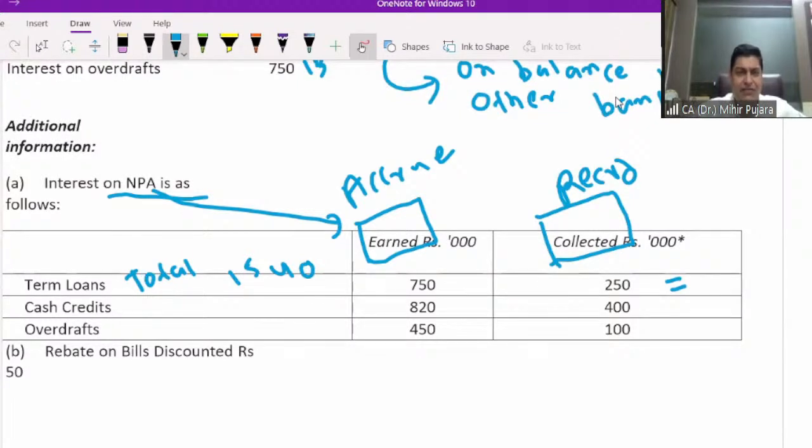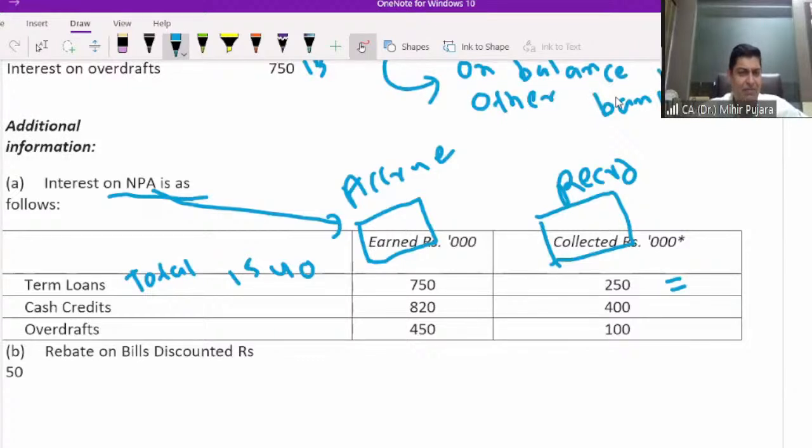From the 750, we received only 250. So 1540 is the total. From this, 750 should be received, but we received only 250. So what is the final amount? Yes, Ria is correct. Hina is correct.